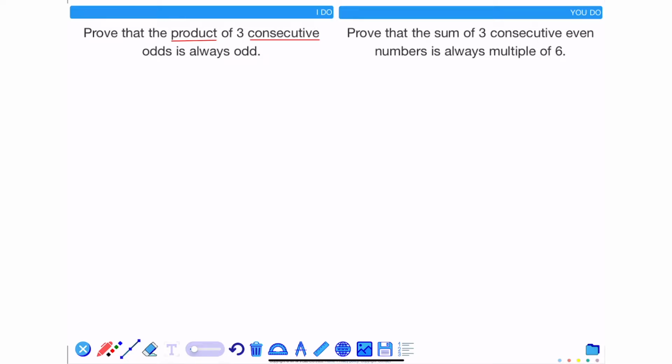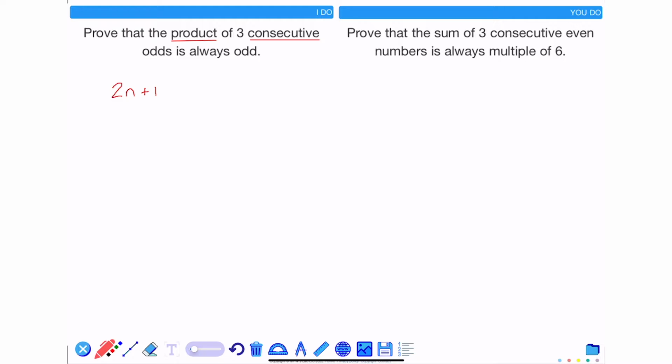The question says, prove that the product of three consecutive odds is always odd. Now any even number can be created through 2n. Multiplying any number by 2 will always make it even. So to make it odd, all I need to do is add 1. This will create an odd number.